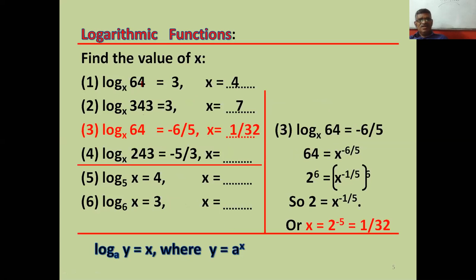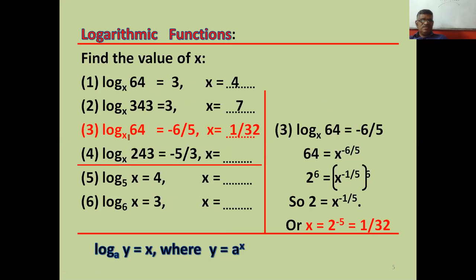Log 64 to the base x equal to 3. So 64 equal to x raised to 3. You see, you can make the power equal and you get x. Log 343 to the base x equal to 3, then x equal to 7. See how we got this here?